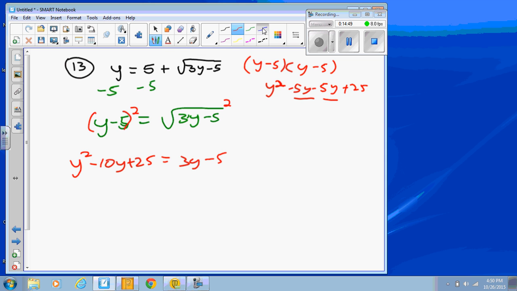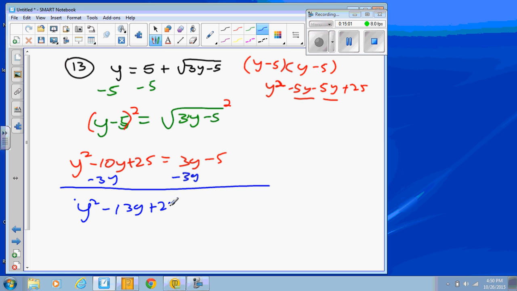So I'm going to subtract 3y, that gives me minus 3y over here. That gives me y squared minus 13y plus 25 equals negative 5. The next step would be to add 5 to both sides. So I have y squared minus 13y plus 30 equals 0.